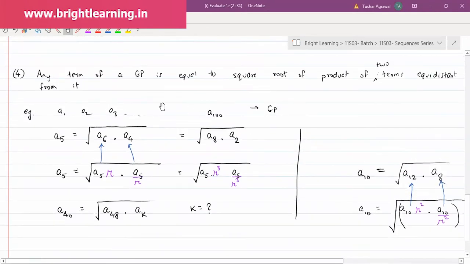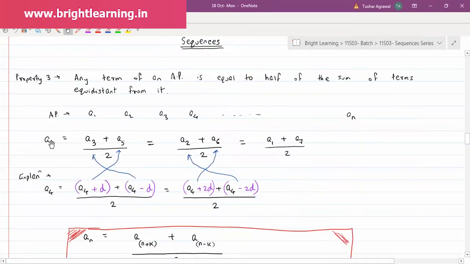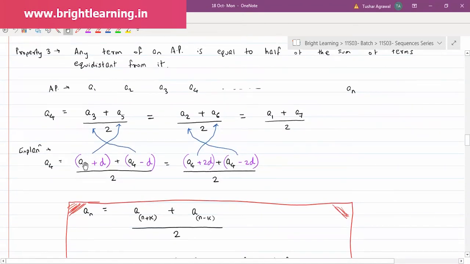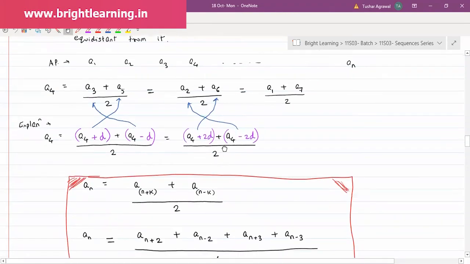Now for arithmetic progression, it was about additions. Any term is equal to the sum of 2 equidistant terms upon 2. There it was plus d and minus d. A4 plus d is the next term, the 5th term. A4 plus 2d is the 6th term, and so on.